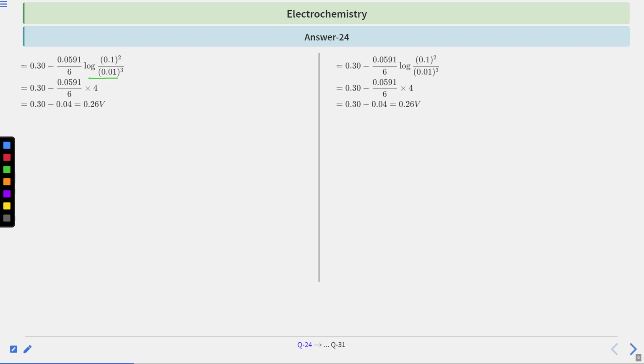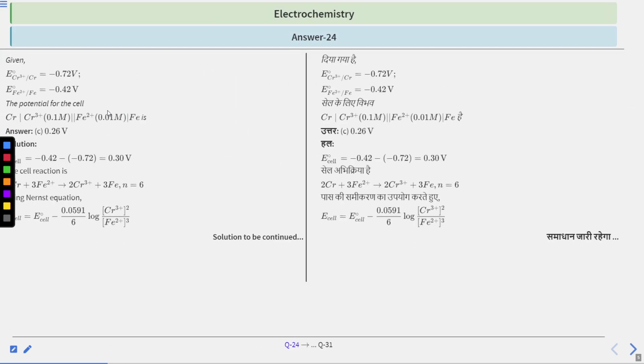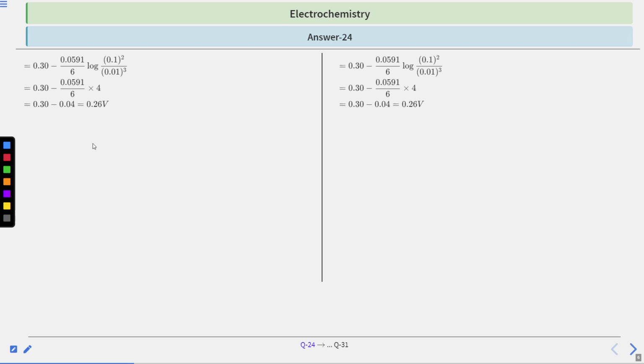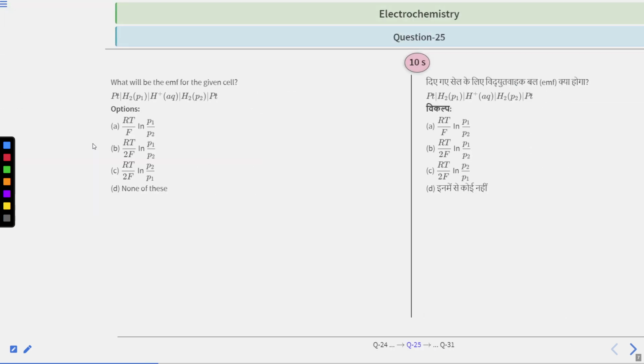On solving this log value, it is coming out as 4, and on solving this equation, we have 0.3 minus 0.04, which is equal to 0.26 volt. So this is our final answer, and thus option C, that is 0.26 volt, is the correct answer. Okay, let's move to the next question.